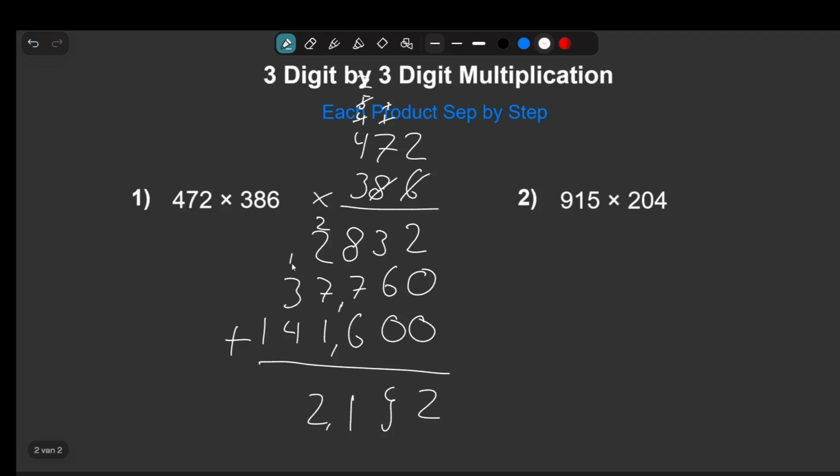So now we have 1 plus 3 equals 4, plus 4 equals 8, and then our final 1. And this is going to be our final answer, 182,192. So this was the first example. Let's get straight into our second example. So give me 1 second to just erase all of this nonsense over here.